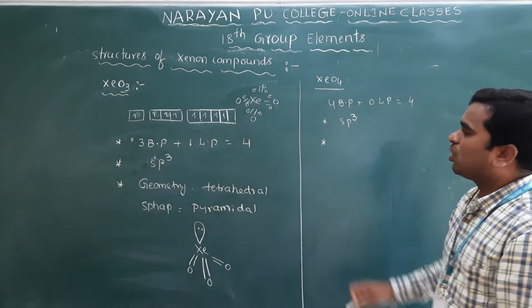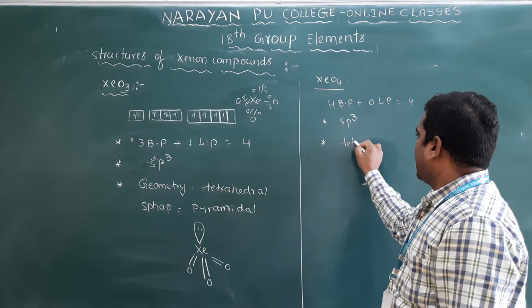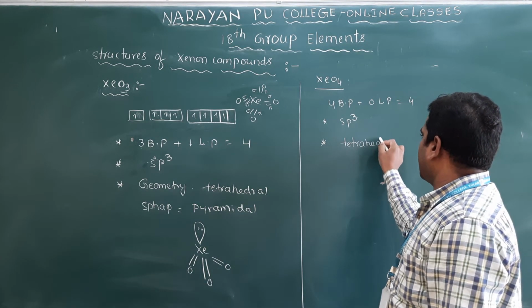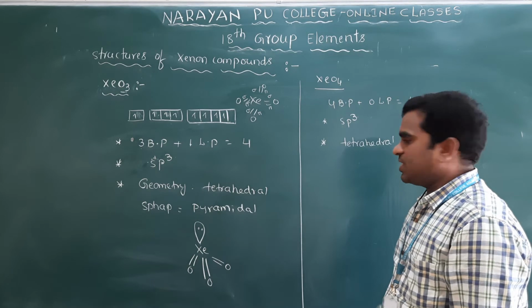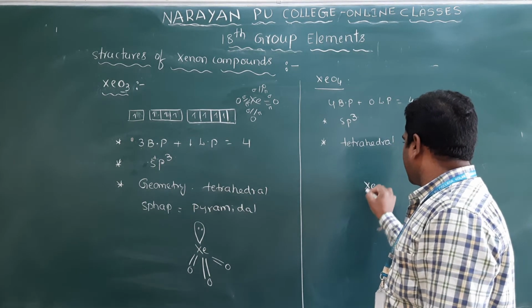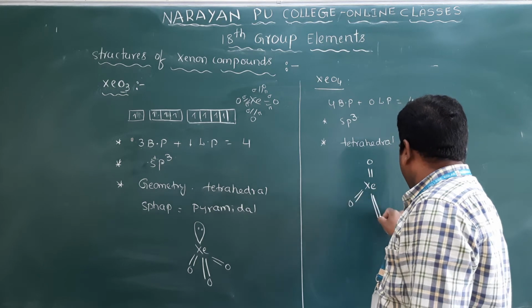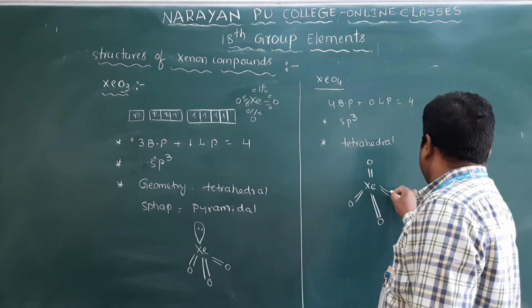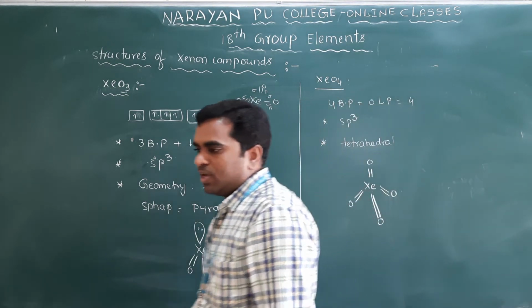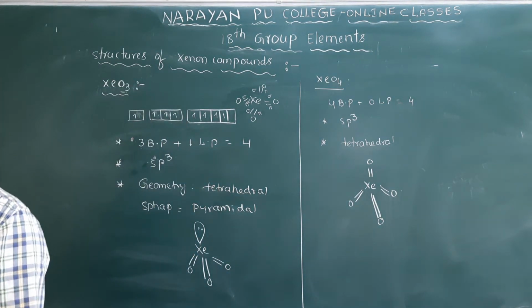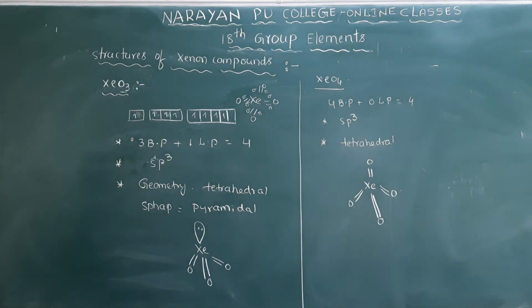4 bond pairs, 0 lone pairs. What is the shape here? Tetrahedral shape. So xenon, and this is a double bond, and this is a double bond, and this is the XeO4. Clear? So this is the structure of xenon fluorides and xenon oxides.